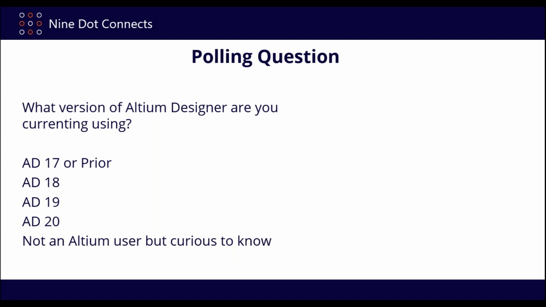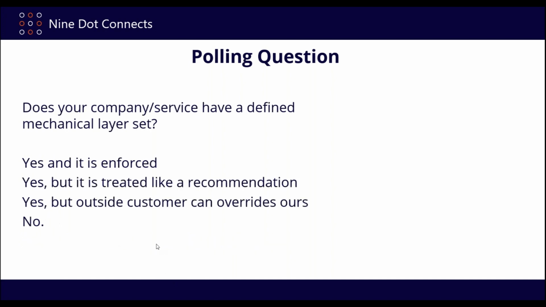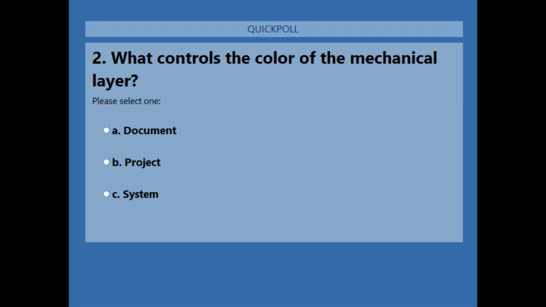So the second polling question I have is really more going to be an academic one for you. And the reason I'm going to ask this is because once I start explaining what's going to go on here, you're going to see where these are. Actually, I'm sorry, this is not the polling question here. The other polling question that you'll see is: what controls the color in the mechanical layer?